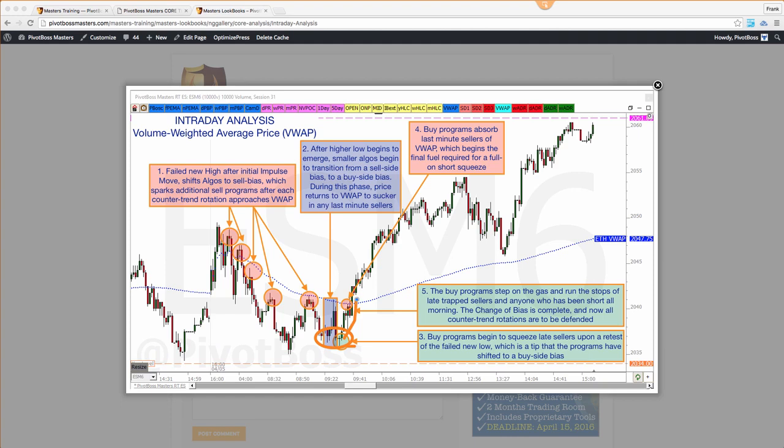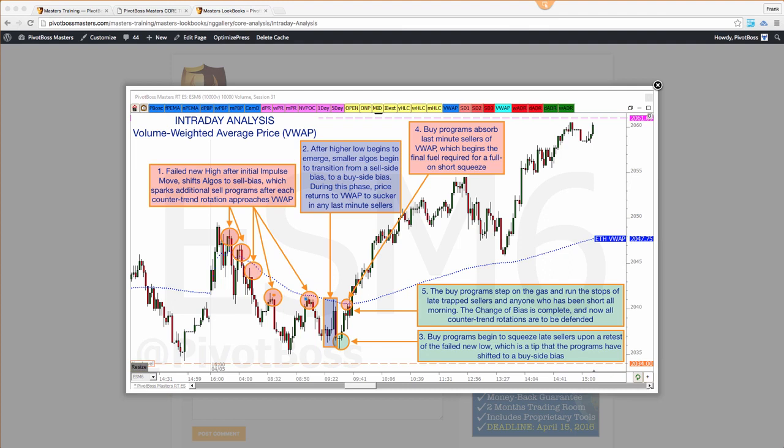And that's when you see stops get run right through VWAP. Now right here, there's a little tiny ball right there. That little tiny ball shows you that at the very end, even after the squeeze, some sellers were still wanting to get in. So you see a little red candle there and you see a rejection. These buy programs were still absorbing at the last minute, and by absorbing those last minute sellers at VWAP, it was providing a little extra fuel to provide a squeeze.